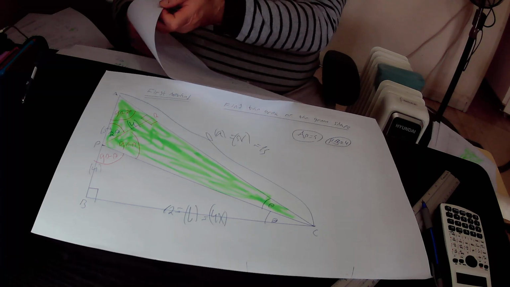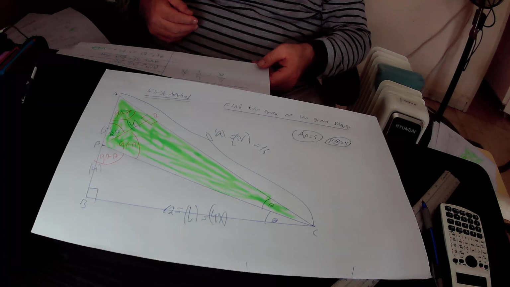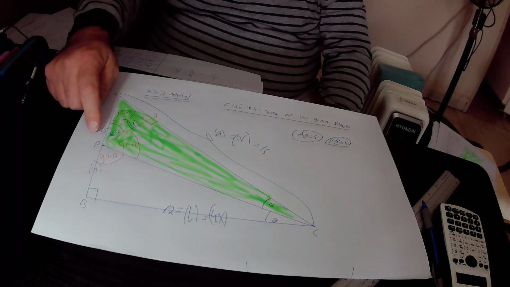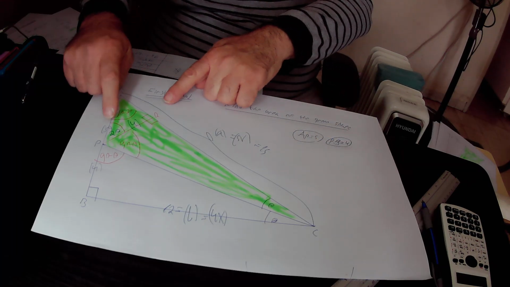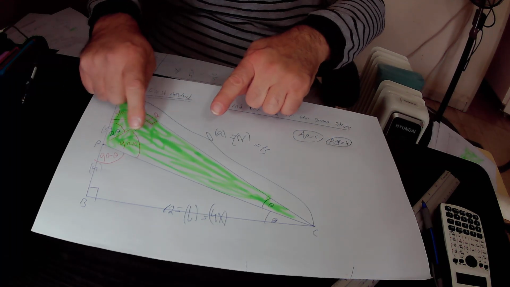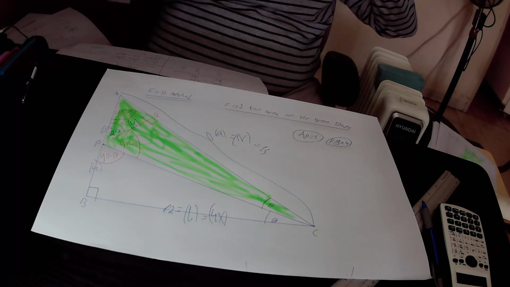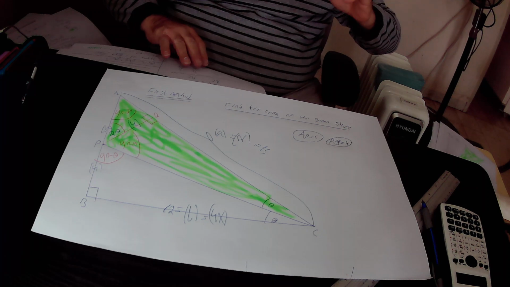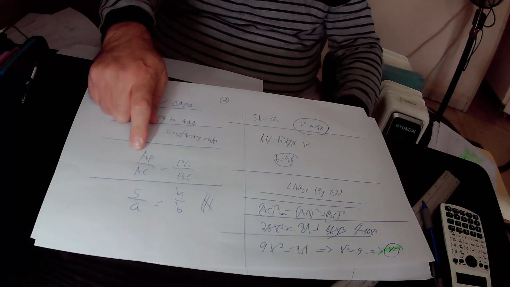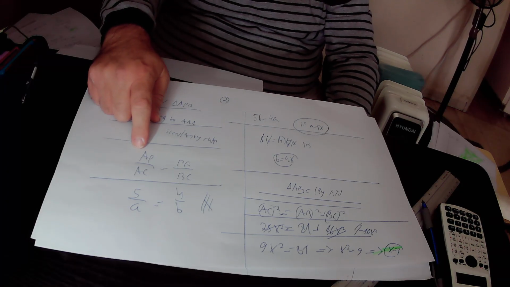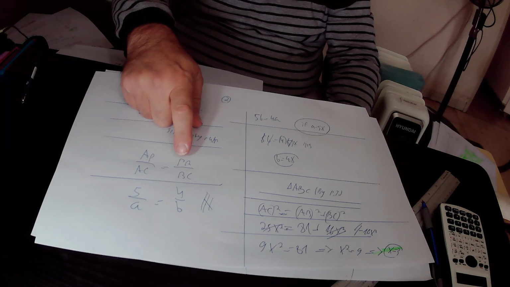And from the fact that those two right triangles are similar to each other, we will derive that the following relationship exists between their sides. Side AP of the small triangle over side AC of the big triangle equals side PQ of the small triangle over side BC of the big triangle.